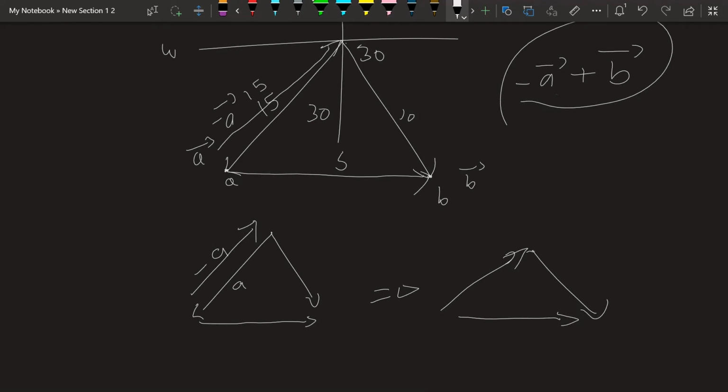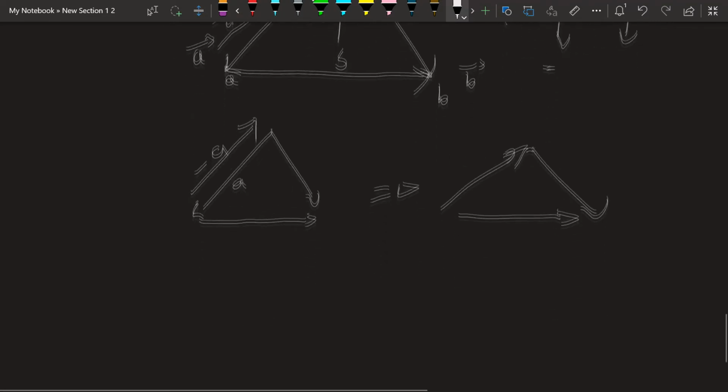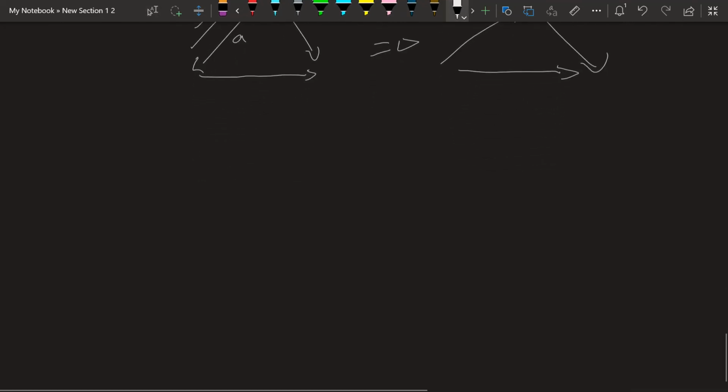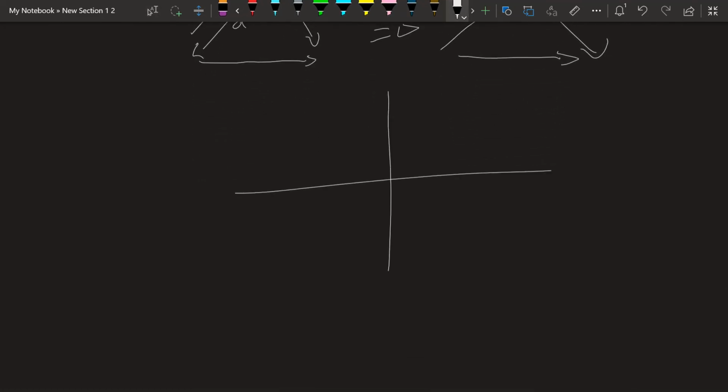So how do we find minus A plus B? Well, first of all, we have to find the equation of A, we have to find the equation of B, and we simply have to minus A and add them up, right? So here we go. Let's find the equation of A. Let me redraw all of this. A is like this, B is like this, and this is 30 degrees, this is 30 degrees, this is A, this is B, and this is 15, this is 10.